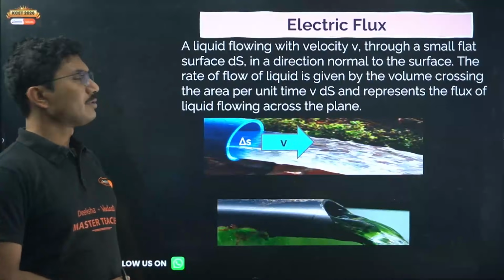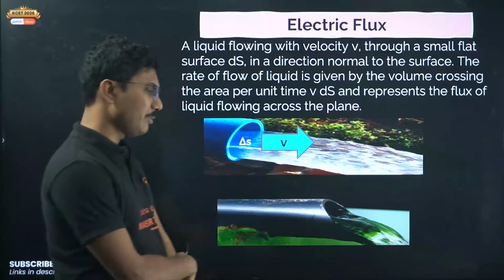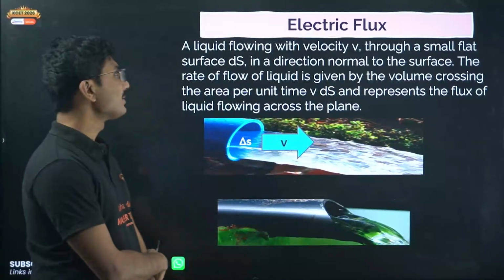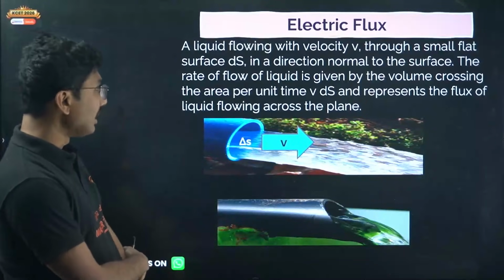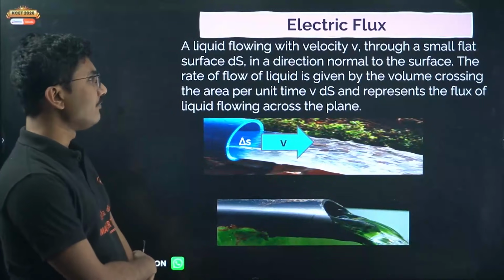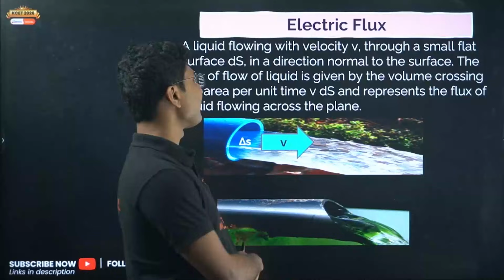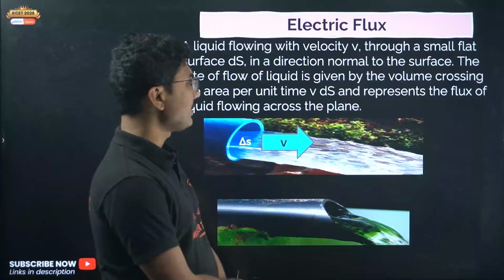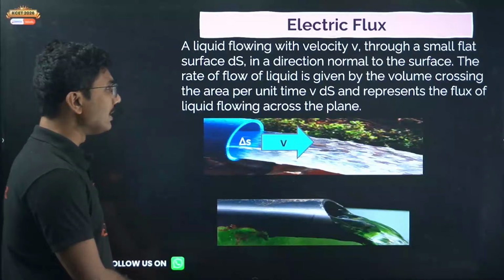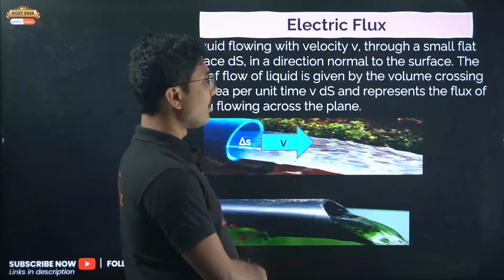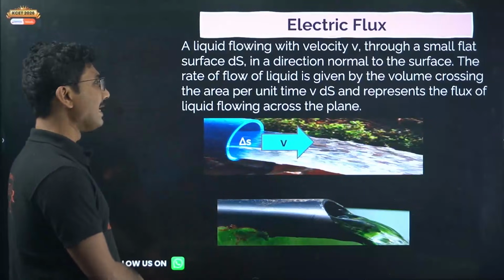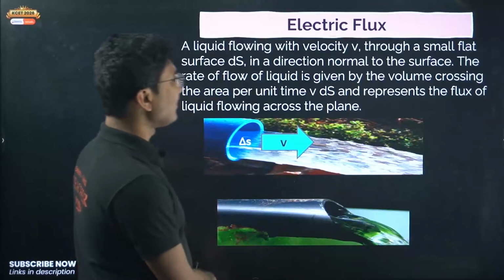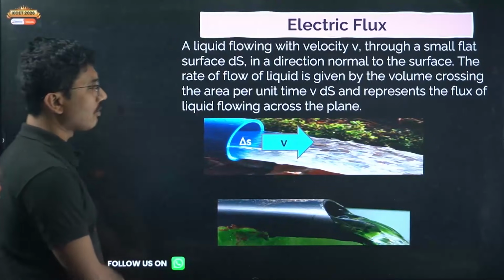Now let us move on to the next concept, which is electric flux. Another interesting concept, electric flux. A fluid or liquid flows with a velocity v through a small flat surface ds, in a direction normal to the surface. The rate of flow of liquid is given by the volume crossing the area per unit time, v into ds, and represents the flux of the liquid flowing across the plane.